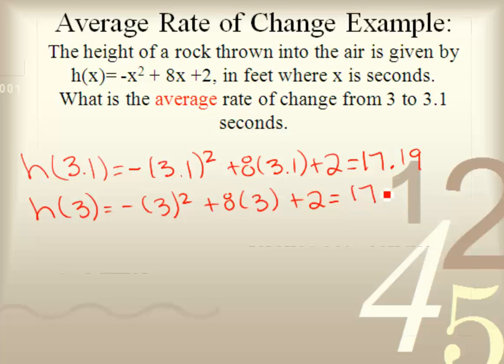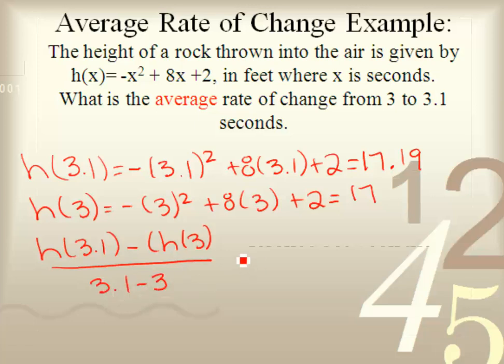Now, if you remember in our formula, we're looking for the difference between those divided by the difference of time. So really what we want to do is take our h of 3.1 minus h of 3 and divide that by our difference in time, which is 3.1 minus 3. So in other words, we're going to take 17.19 minus 17, divide that by 0.1. That gives us an average rate of change of 1.9 feet per second.